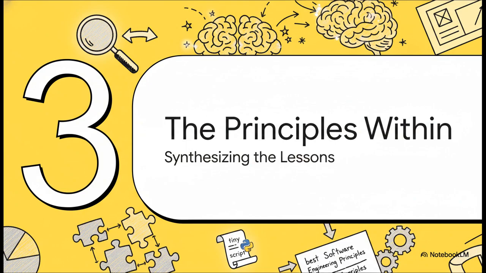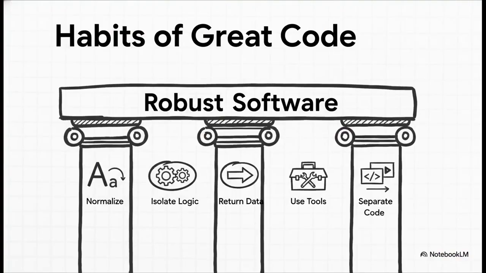Okay, so we've dissected all the individual parts. Now it's time to zoom back out. Let's pull all these observations together and really look at the amazing best practices this tiny little script is quietly teaching us. And here they are, the key takeaways. First, normalize your data before you do anything with it. Second, isolate your core logic inside functions. Third, have your functions return data. Don't just print stuff out from inside them. Fourth, use the powerful tools that are already built into the language. And finally, separate your reusable code from the code that's just there to run the script.